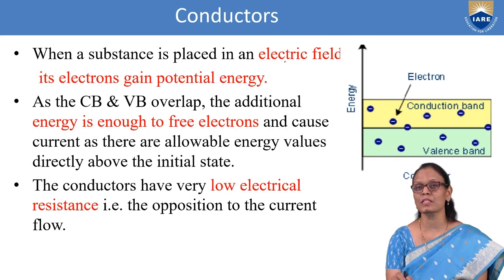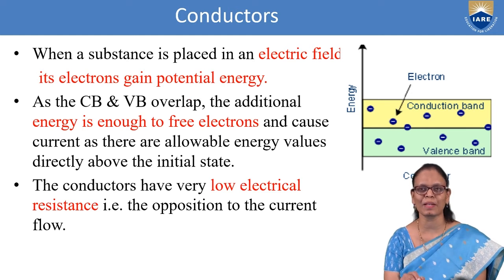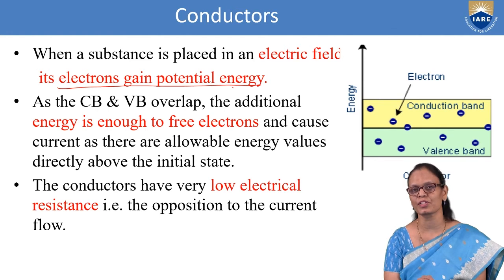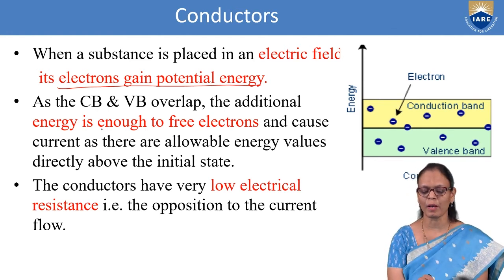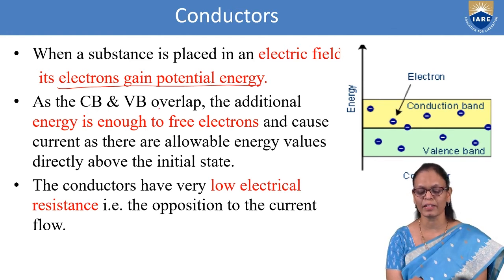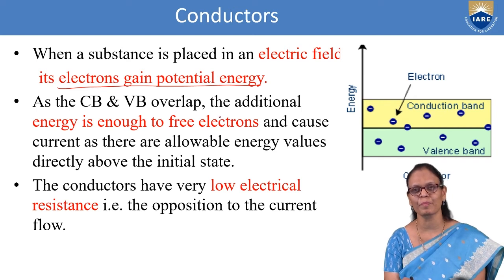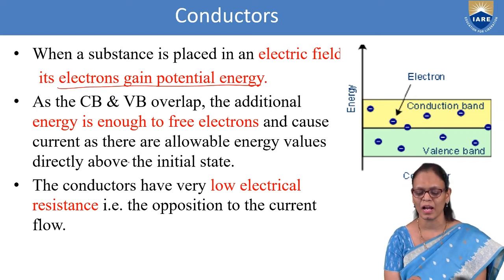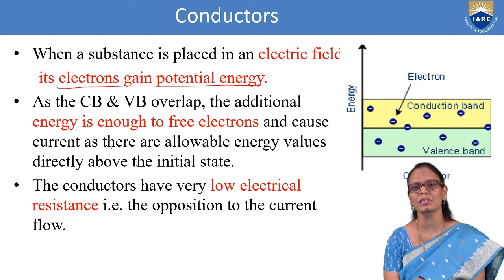Now, suppose this conductor is placed in an electric field. The electrons will gain potential energy. And then what happens? The conduction band and the valence band may overlap and there is additional energy for the electrons and cause the current. So the movement of electrons gives rise to current.